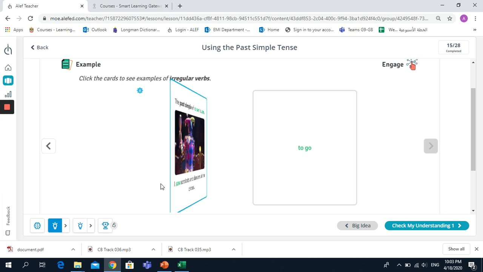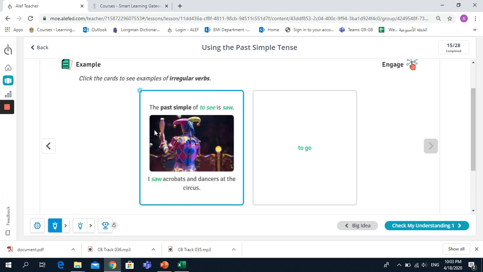Correct. So read this example. The past symbol of to see is saw. I saw acrobats and dancers at the circus. So the verb saw is the past form of see. What about the verb to go?